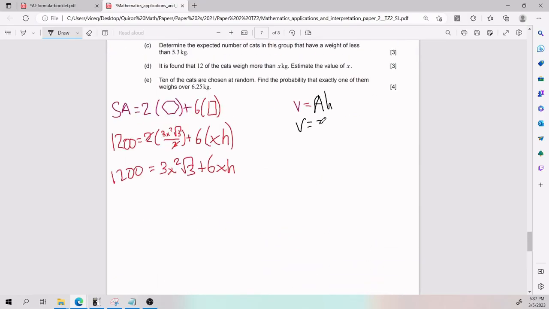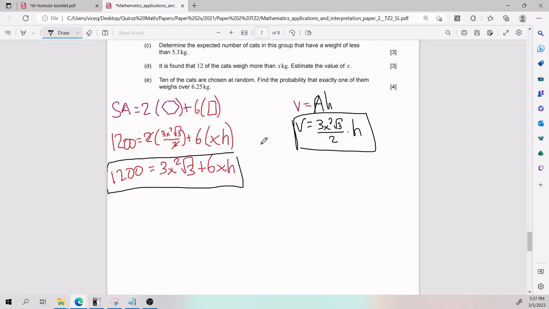So 3x squared, square root of 3 divided by 2 times h. So right now I have two equations, right? I have the volume one, I have the surface area one. I have two equations and two variables, x and h.